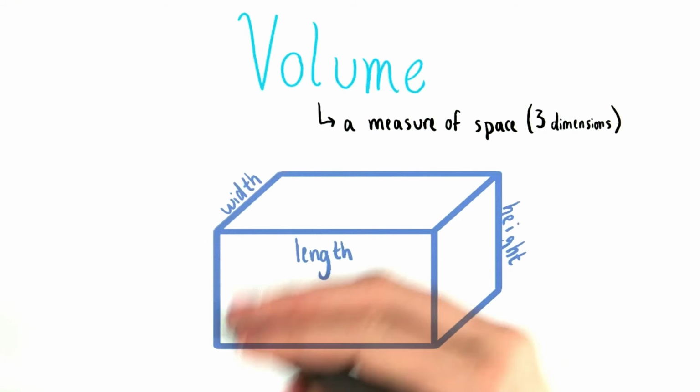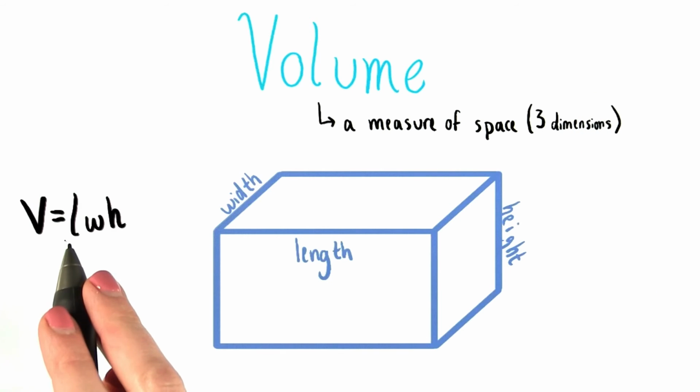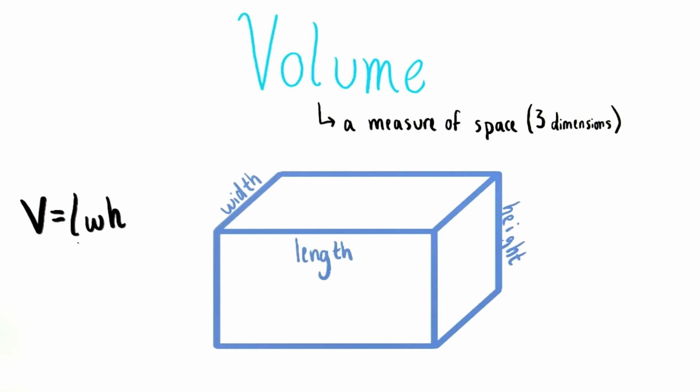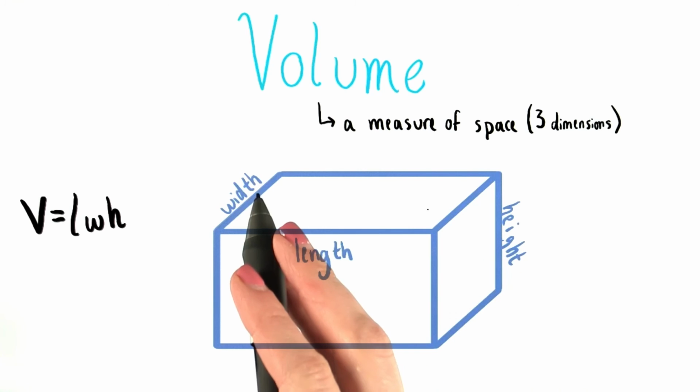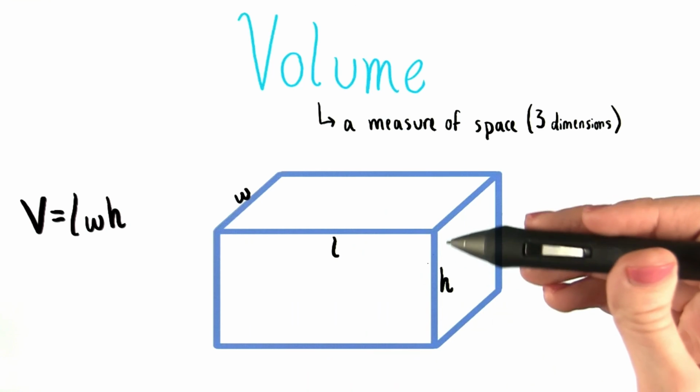Now for a box, the equation to find the volume is quite simple. The volume is just equal to the length times the width times the height. In fact, I'm going to go ahead and label these sides with these abbreviations. So here we go, one side length of L, one of W, and one of H.